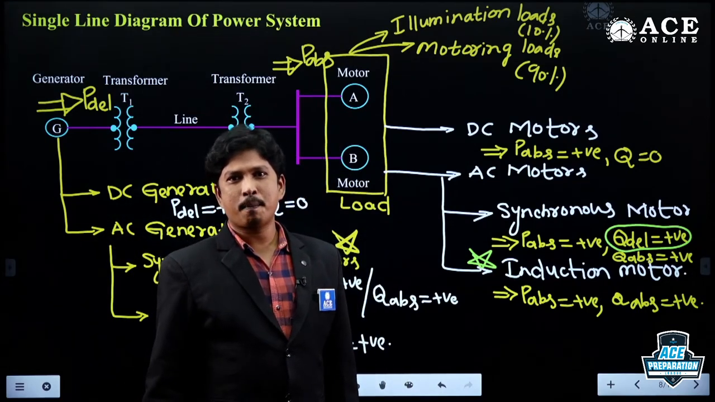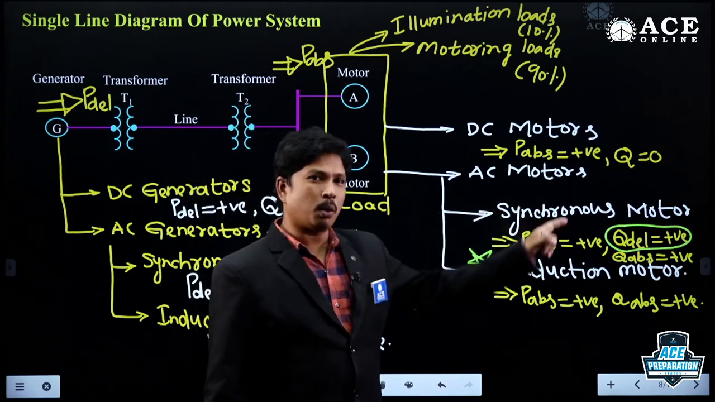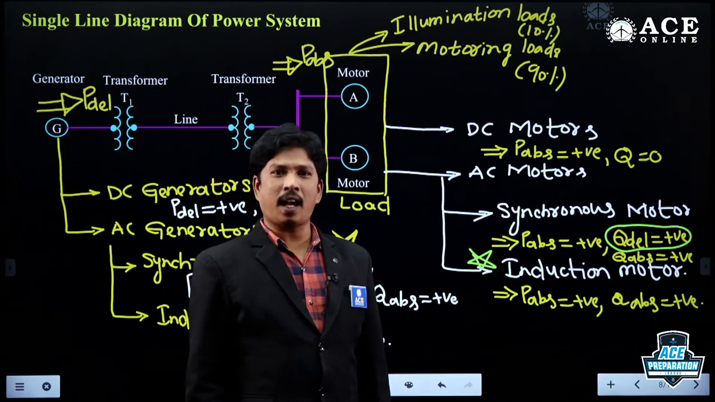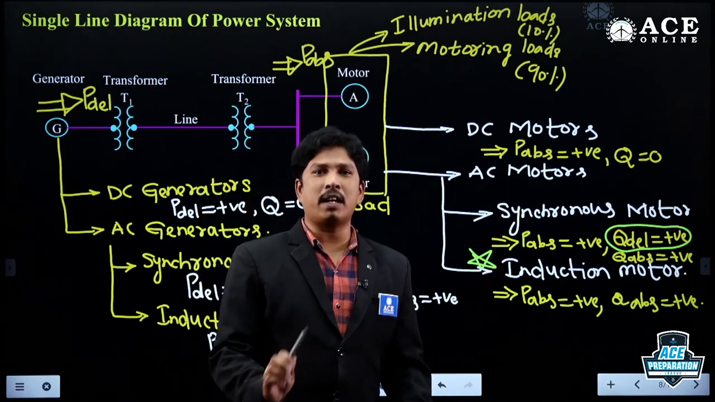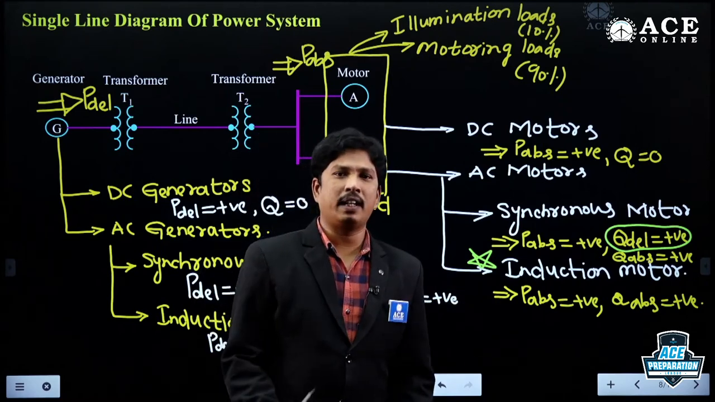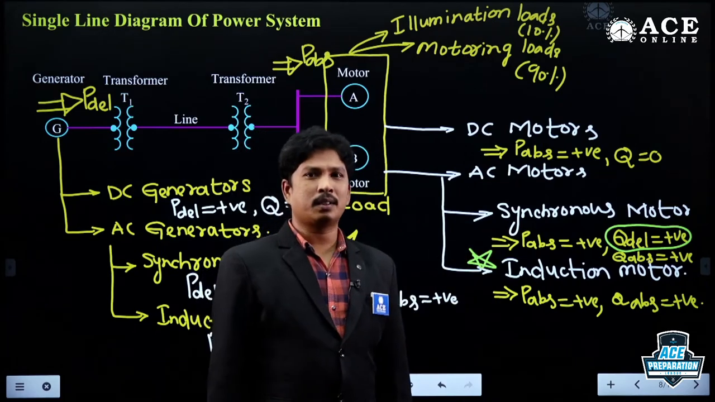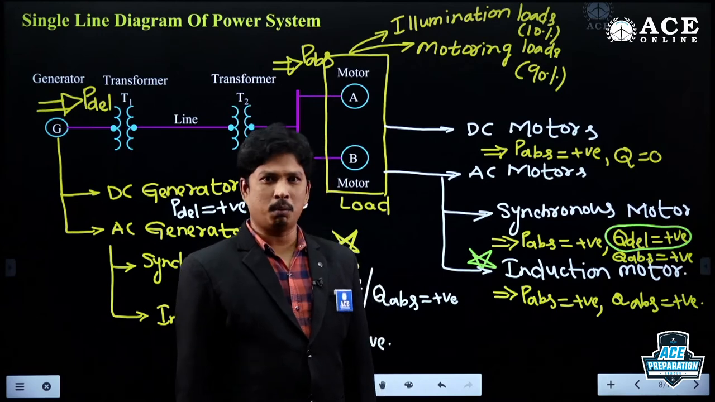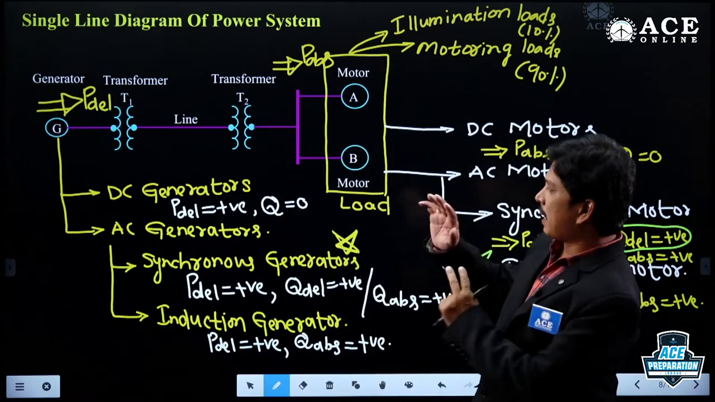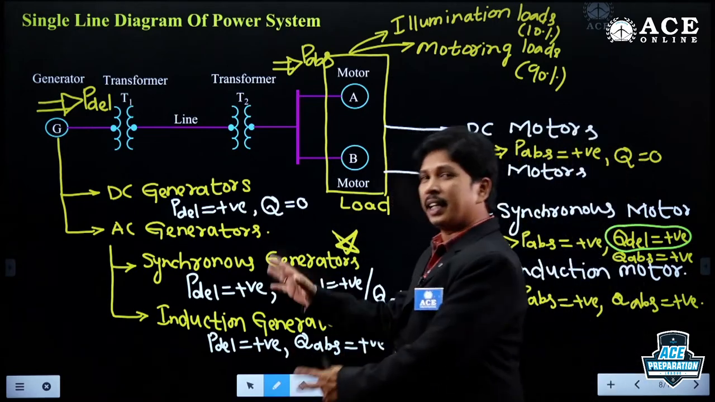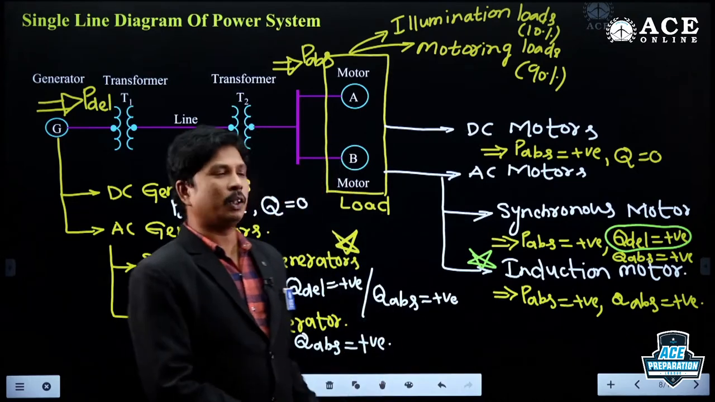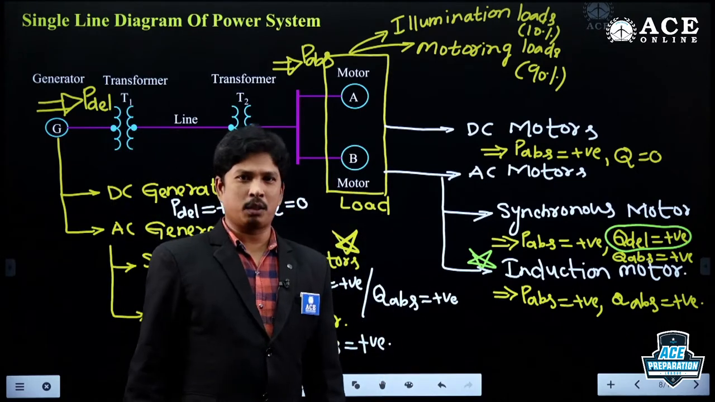Are you getting the point here? Even though the synchronous motor is looking somewhat good, it is a costly motor. To do the same work, the induction motor cost is very, very less compared to that of the synchronous motor. So from here, we are getting one conclusion: the best generator in the universe is the synchronous generator. The most useful motor in the universe is the induction motor.